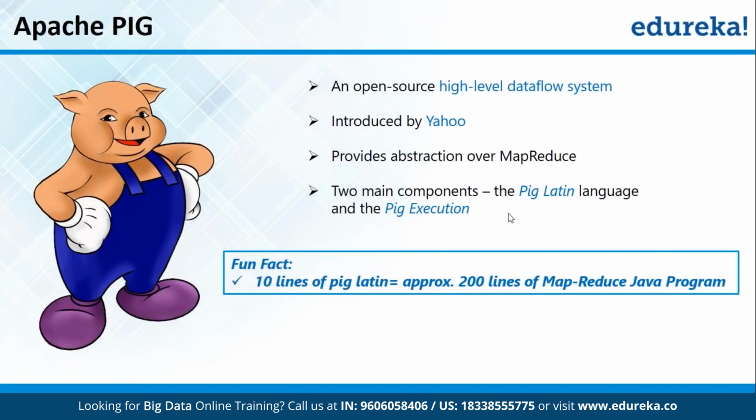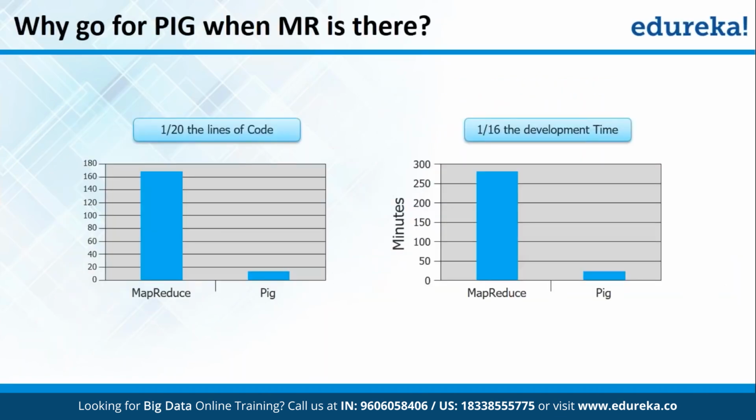So let's move on and look into why we have to go for Pig when MR is there. There are two simple reasons. One is that the Pig code is 1/20th of the lines of code that we have to write in MapReduce. So it makes your life very easy. Also, as a result of this, the development time gets reduced, which is almost 1/16th of the development time required in MapReduce. So these are the two main reasons because of which we should always go for Pig whenever a task can be achieved using any of these tools.